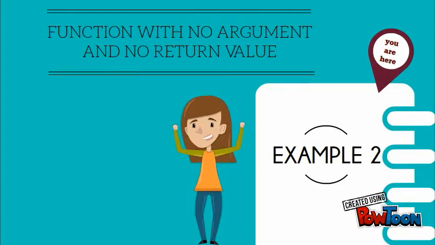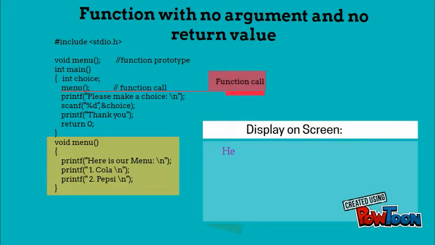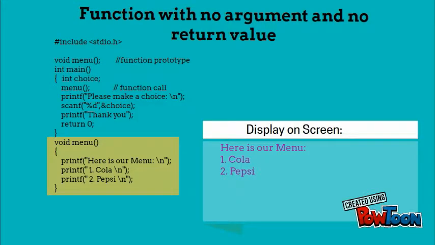Okay, now let's take a look at the second example. This is an example to display menu. Function menu will be called from the main function. Users are asked to key in their choice based on the menu. If a user prefers cola, he can key in number 1 for cola. After the menu has been displayed, the user is asked to make a choice.